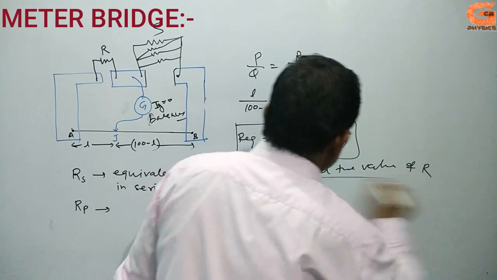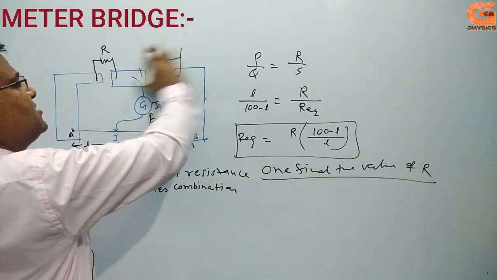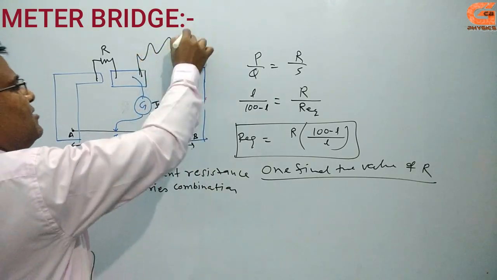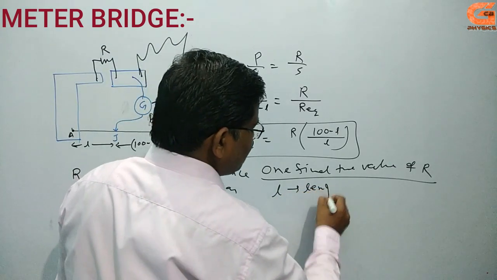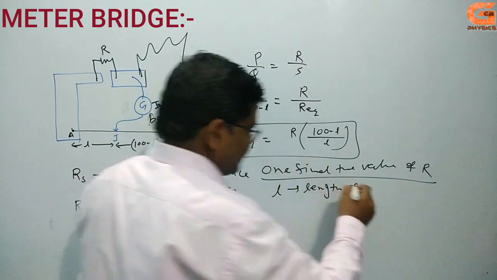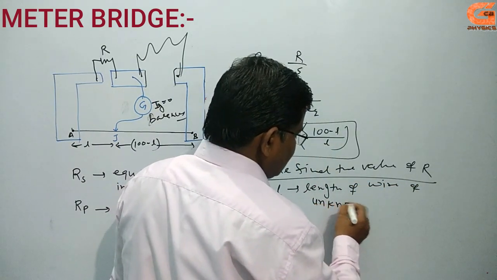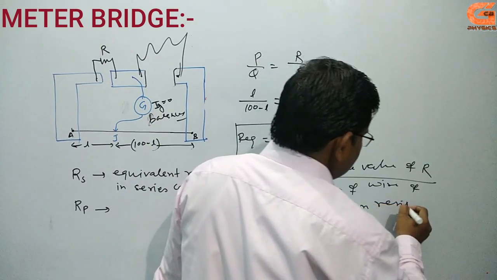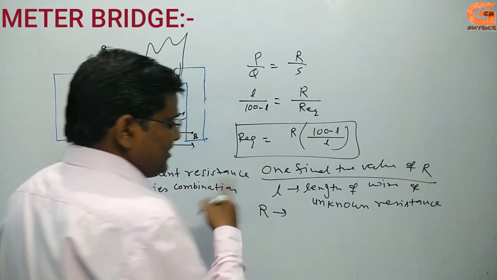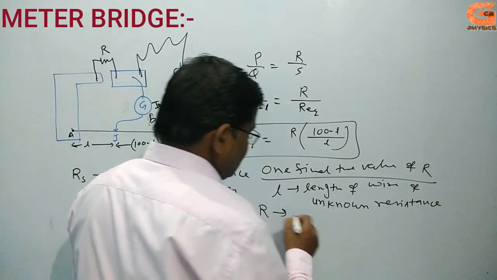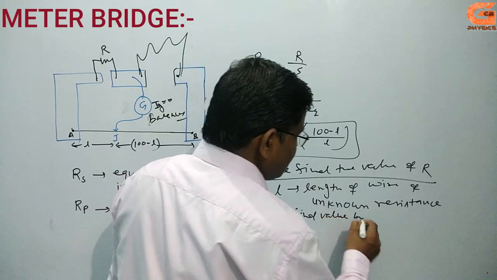One more use: if you once find the value of R of any wire, suppose that at this place you consider a wire of length L. L is the length of the wire of unknown resistance. Then first you find the value of R by the meter bridge.